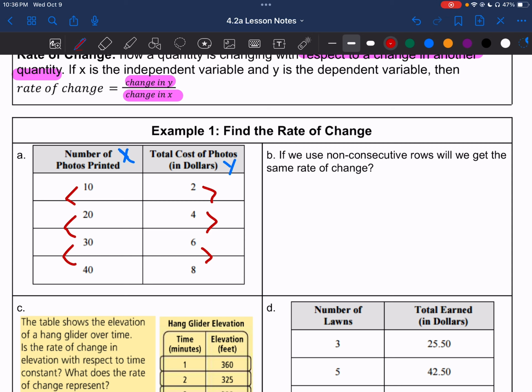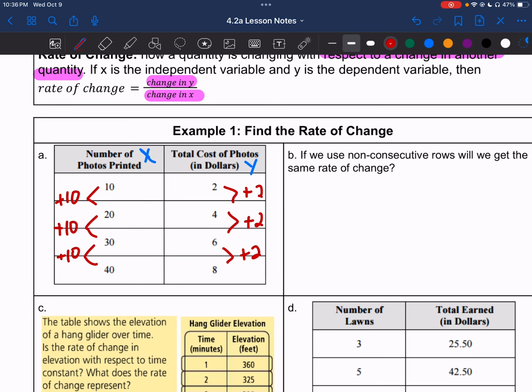So on the x side, from 10 to 20, we're adding 10. From 20 to 30, we're adding 10. And from 30 to 40, we're adding 10. On the right side, we're going from 2 to 4, so we're adding 2. We're going from 4 to 6, adding 2. And from 6 to 8, we're adding 2. So if I were to calculate this rate of change, it's the change in y, 2, over the change in x, 10. And when I simplify that, I get 1 over 5.